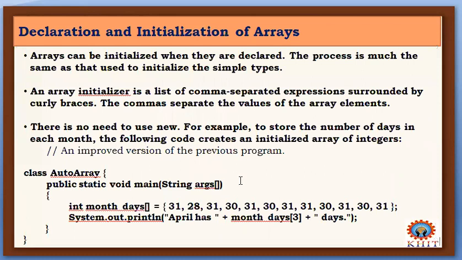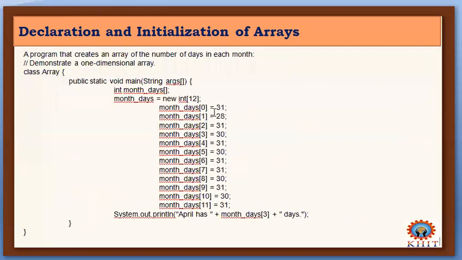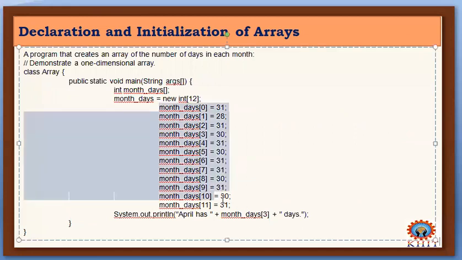Okay, see here. Arrays can be initialized when they are declared. The process is much the same as that we use to initialize the simple types. An array initializer is a list of comma separated expressions surrounded by curly brackets. See, in the previous example, we have given the values of the array by these statements. So how many statements do I need to write for this? 12 statements, which start from 0 to 11.